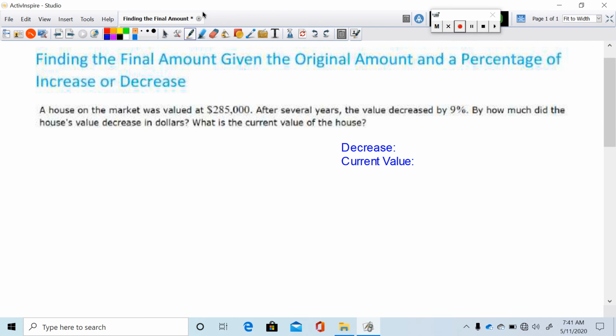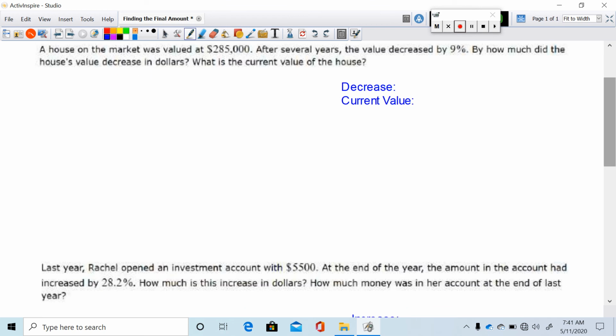A house on the market is valued at $285,000. After several years, the value decreased by 9%. Okay, the first thing you want to deal with is the percentage, this 9%. And you are multiplying this.